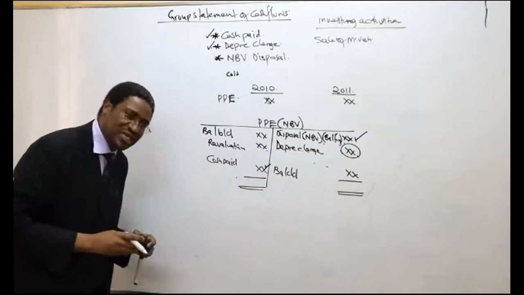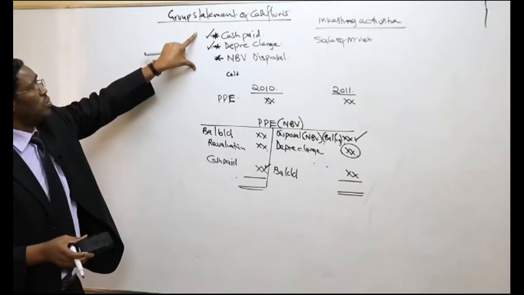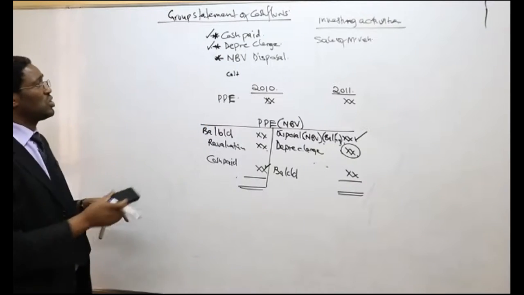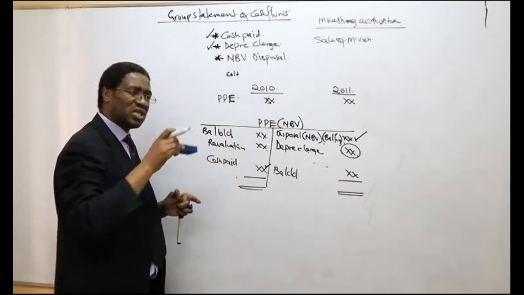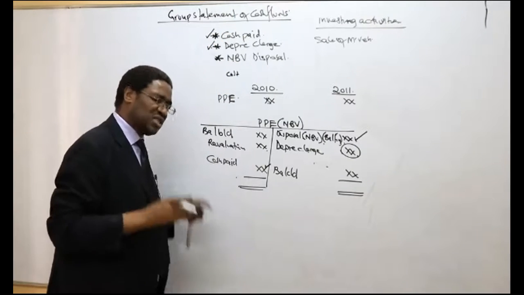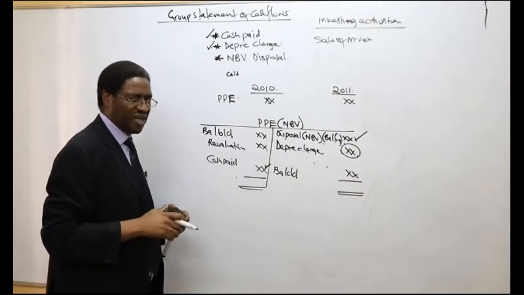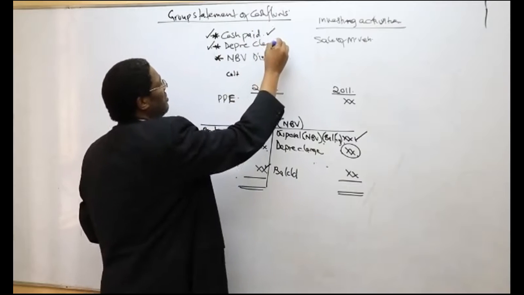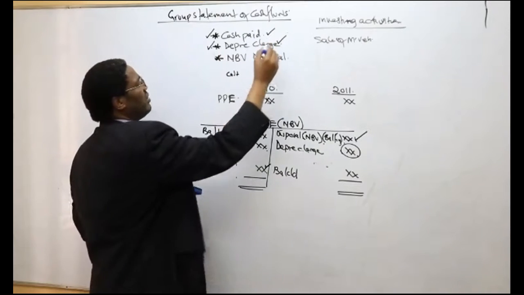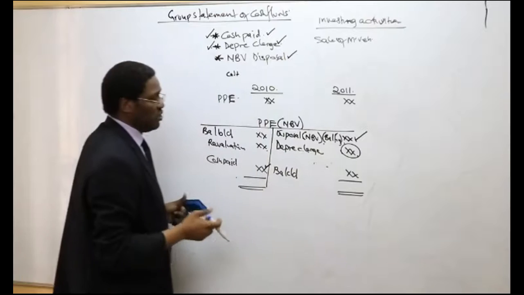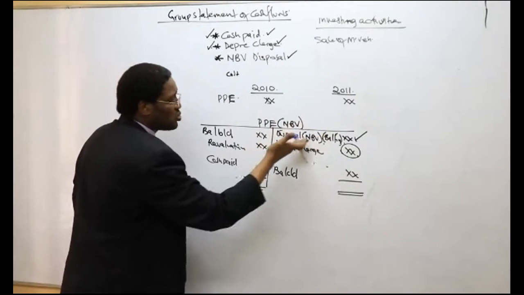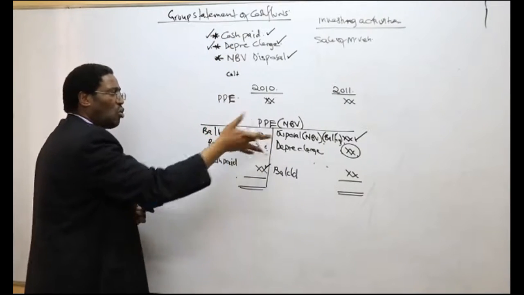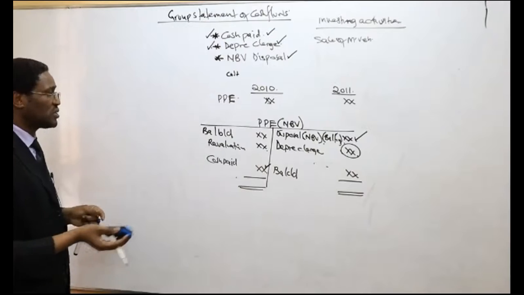So my point is, when it comes to fixed assets or property, plant, and equipment, the examiner sometimes does not give you one of these three things. So when it comes to a cash flow question, the first thing you must ask yourself is, which one have I not been given? In other words, have I been given a cash paid? Maybe yes. Have I been given the depreciation charge for the year? Yes. Have I been given the net book value? Maybe no. So if they don't give you the net book value, you get it as a balancing figure in the account called property, plant, and equipment.